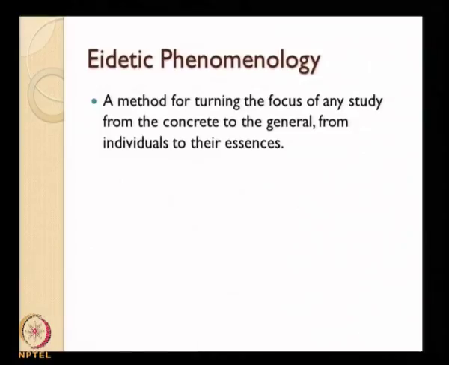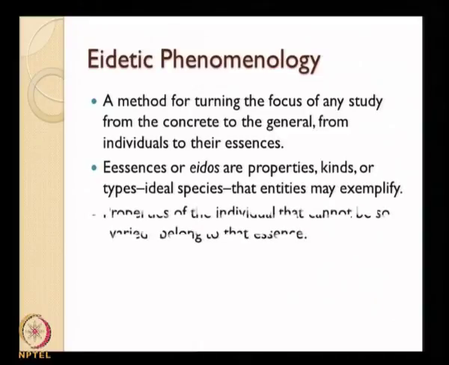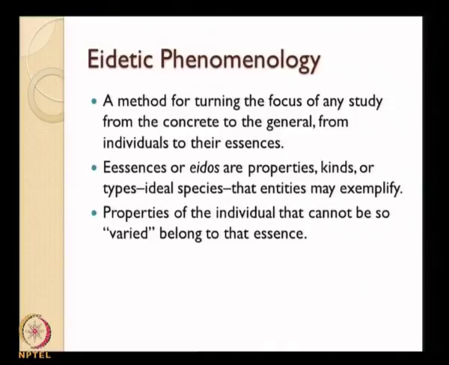Now this is eidetic phenomenology, a method for turning the focus of any study from the concrete to the general, from individuals to the essences. I emphasize these terms, from concrete to general, from individuals to their essences. That is what eidetic phenomenology does. Essences or eidos are properties, kinds or types, they are ideal species that entities might exemplify, and again, properties of the individual that cannot be varied belong to the essence.